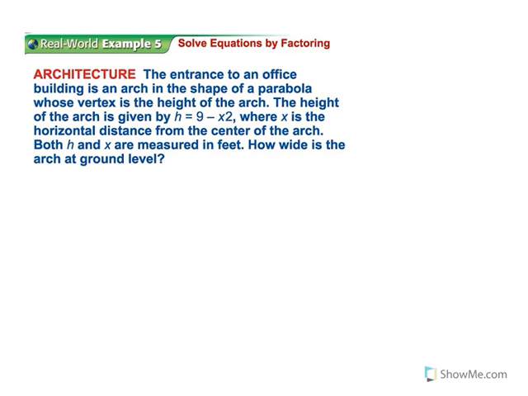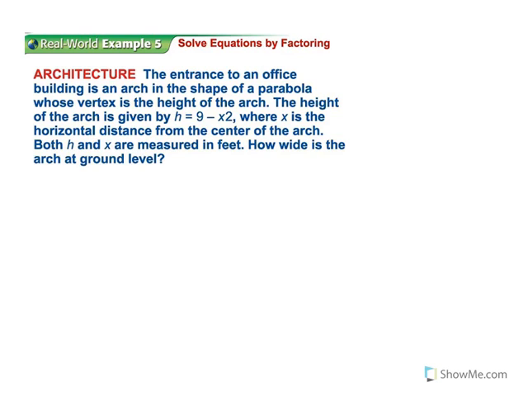For our last example, architecture. The entrance to an office building is an arch of the shape of a parabola whose vertex is the height of the arch. The height of the arch is given by h equals 9 minus x squared, where x is the horizontal distance from the center to the arch. Both h and x are measured in feet. How wide is the arch at ground level?